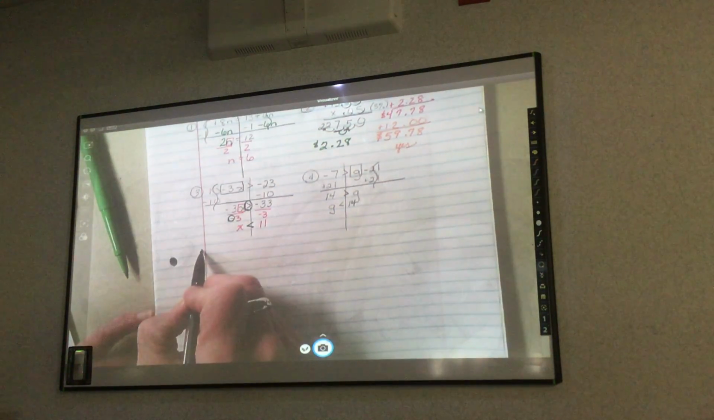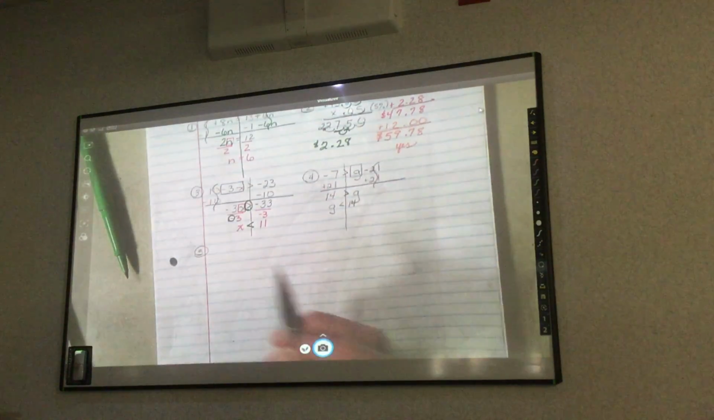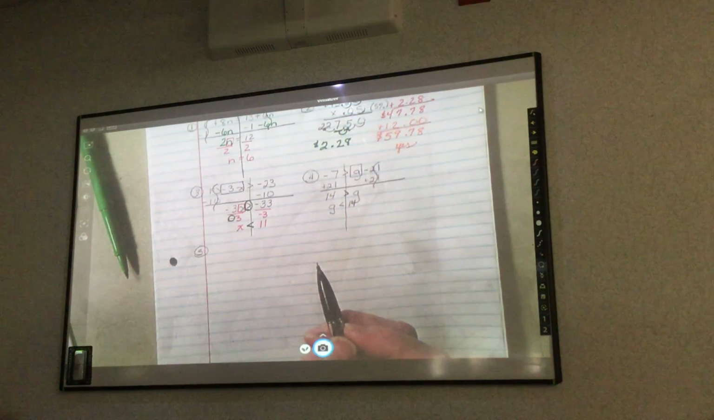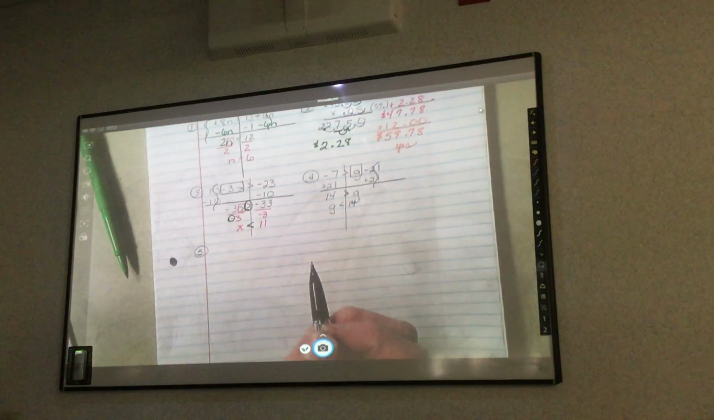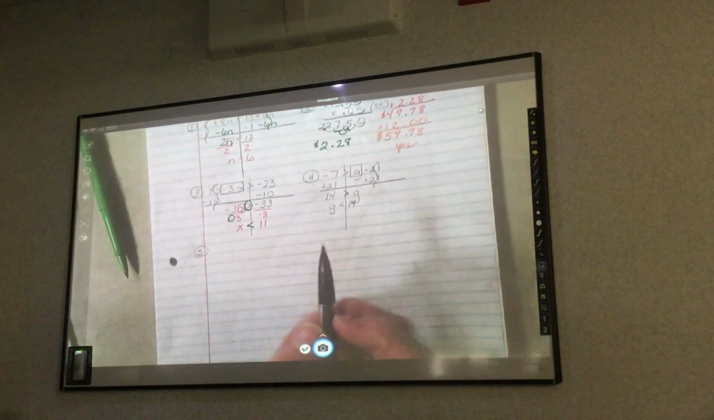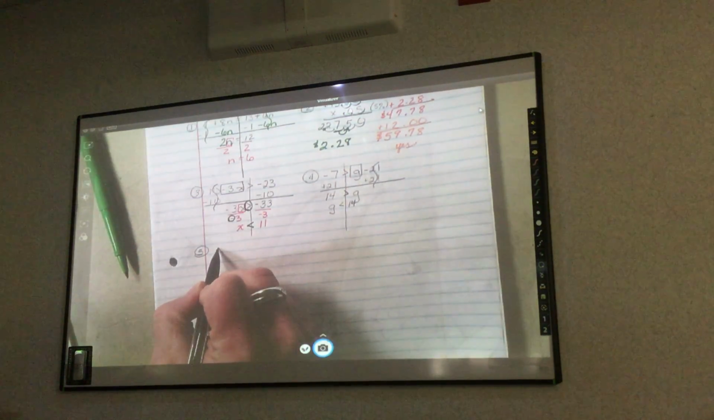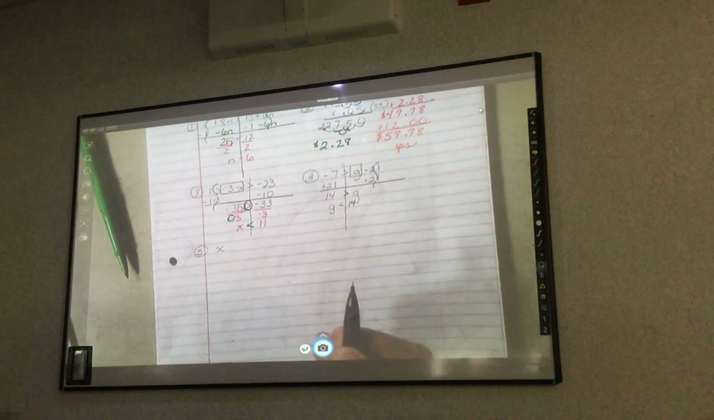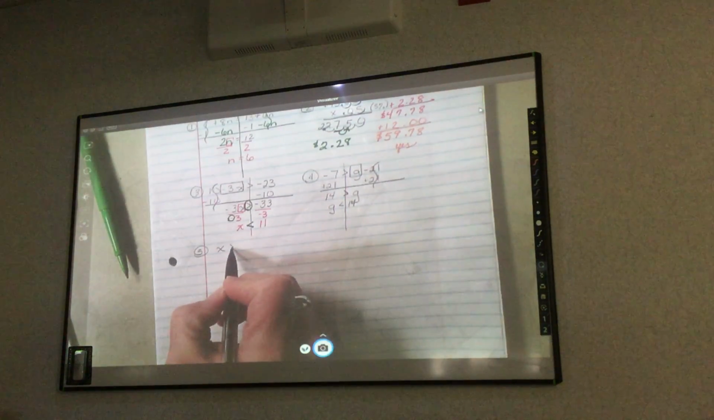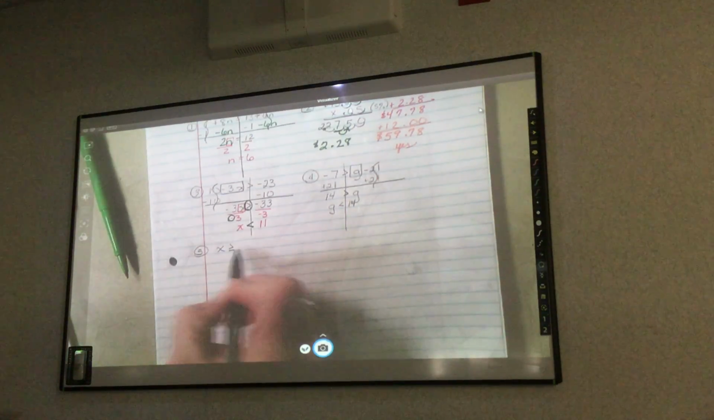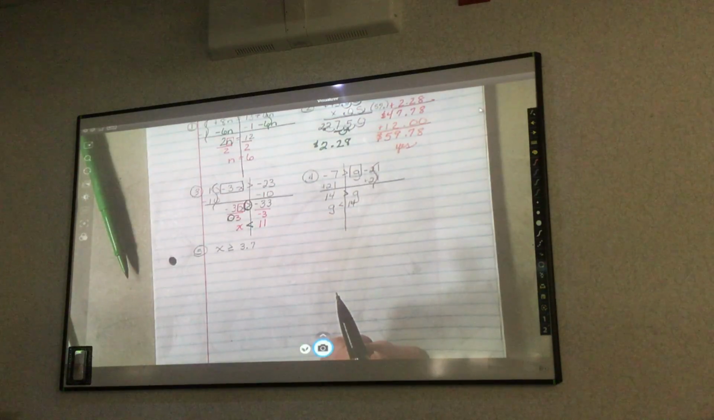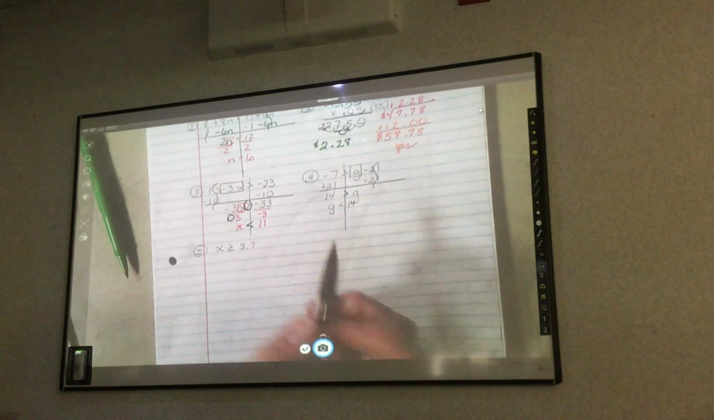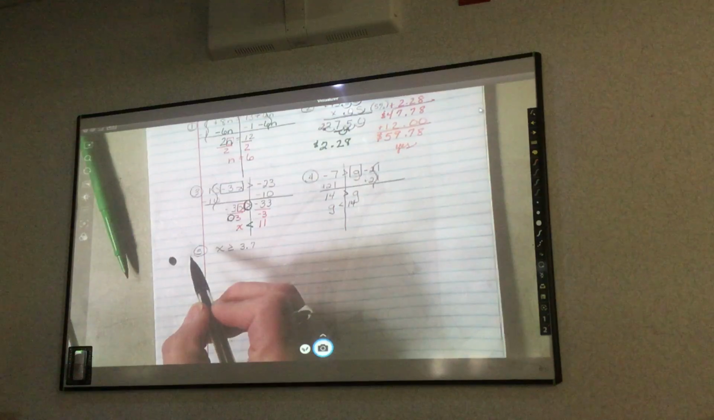Number 5, write an inequality that represents the phrase, anything less than a GPA of 3.7 is not good enough. So what I want is this is my GPA, and it needs to be greater than or equal to 3.7. Do you guys understand that that's what x stands for, is your GPA? Okay.